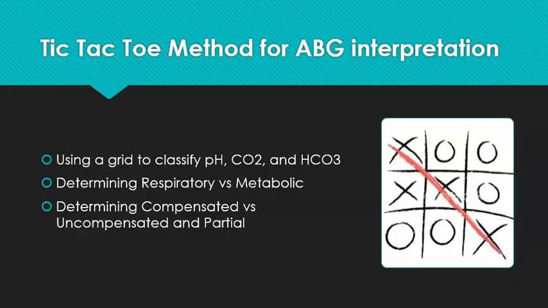When we go to interpret ABGs, we use a tic-tac-toe method. This is the easiest method to determine the imbalance and overall process. We use a grid just like a tic-tac-toe grid to classify the pH, CO2, and HCO3 into columns. This allows us to determine if it is a respiratory or metabolic process. And then we determine, is the process compensated? And if it's not compensated, is it a partial or complete uncompensation?